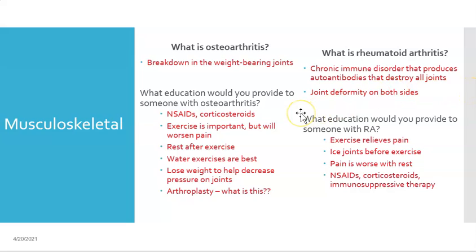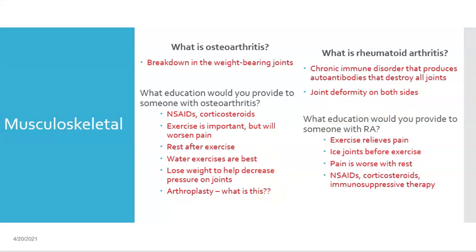Osteoarthritis. So this is going to be a breakdown of the weight-bearing joints. As far as the most common pain medication they're going to be given for this, it's going to be your Tylenol. You want some exercise, but not to the point where they're going to have pain. Of course, doing exercise in a pool is going to be the best thing for them. Treatment for this is also going to be focused on losing weight and potentially having a joint replacement.